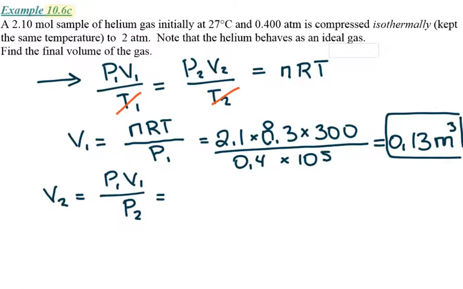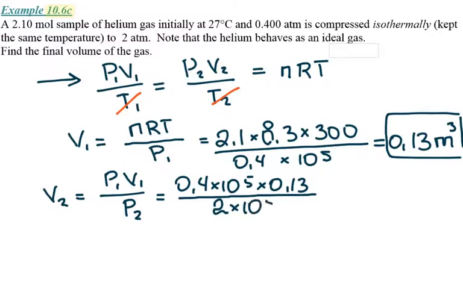So P1, that is 0.4 atmospheric pressure, 0.4 × 10^5. V1, we just calculated 0.13, and divided by P2, which is 2 atmospheric pressure, so 2 × 10^5, and that will give me 0.026 meter cubic.